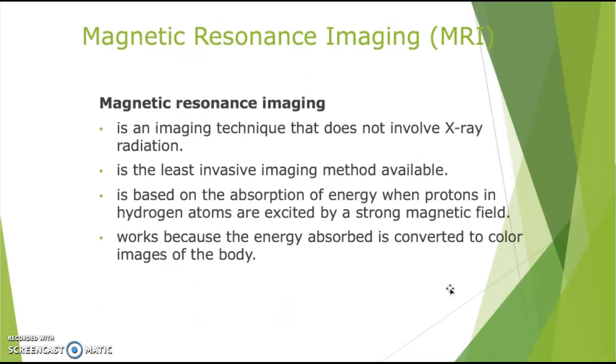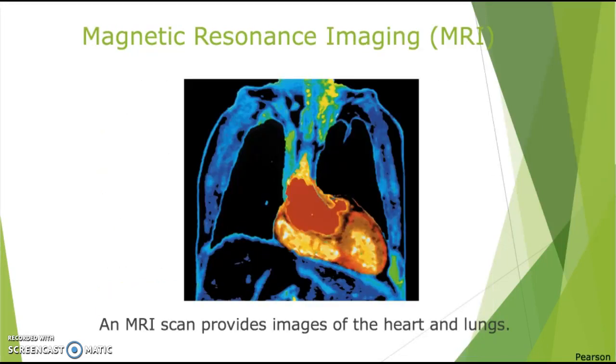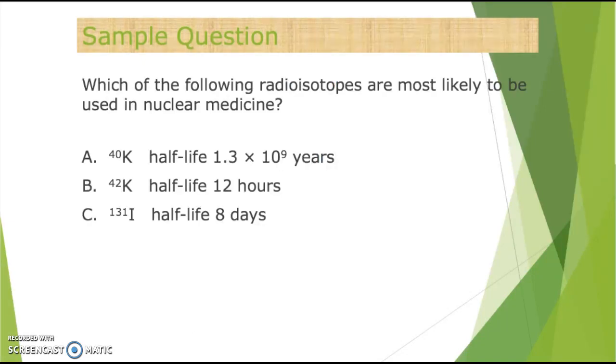MRI is the imaging technique that does not involve any X-ray radiation, and it's least invasive because it involves a magnetic field. This magnetic field affects the hydrogen atoms in the body, which are present in water molecules, carbohydrate molecules, and other essential molecules in the body. What it does is excite the hydrogen atoms, which start to rotate as a result of the field. The energy that is absorbed is converted to color images. There's a lot more to this, but we're not going to go into specifics of MRI, but it uses a magnetic field. Here's an image of the heart and the lungs of a patient.